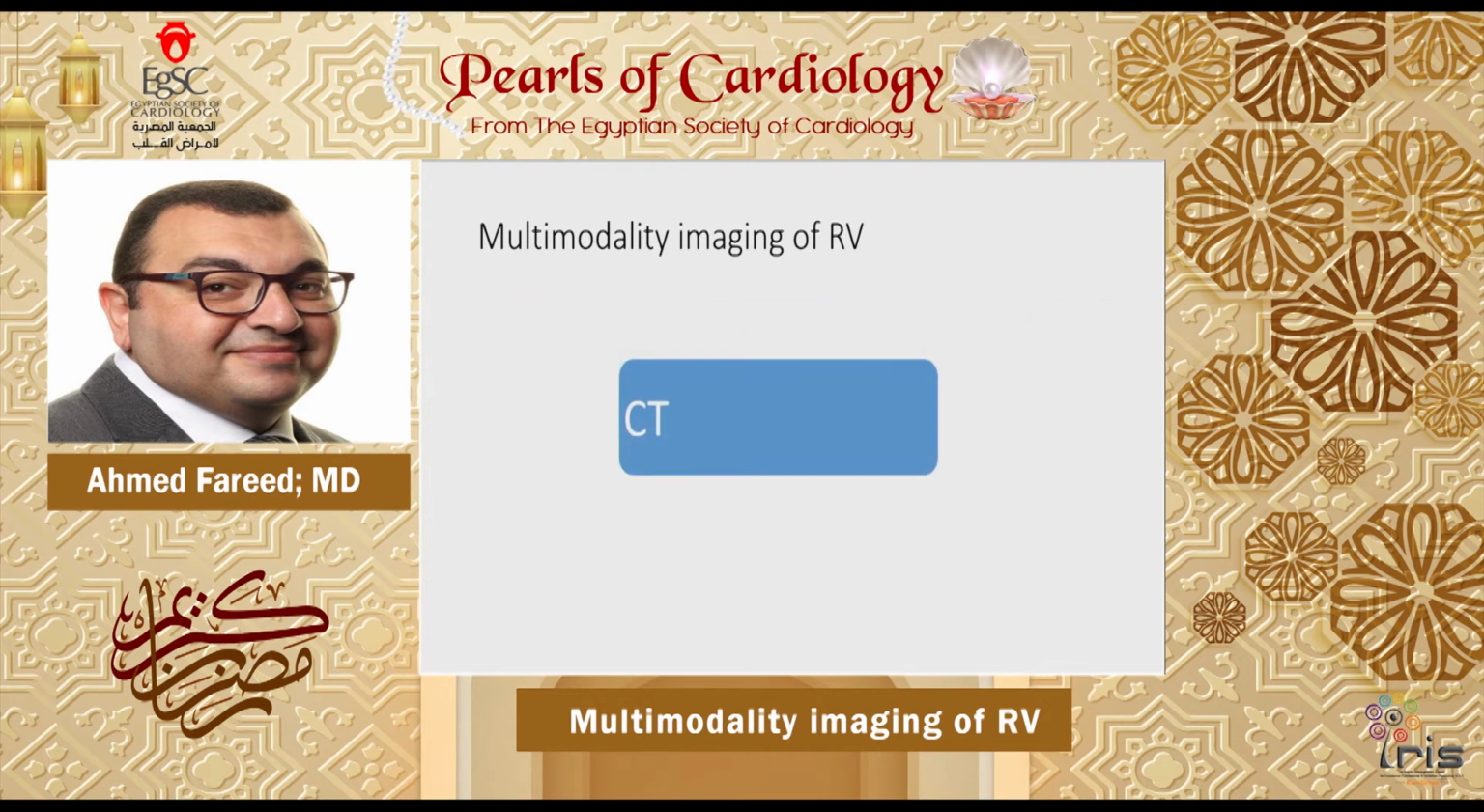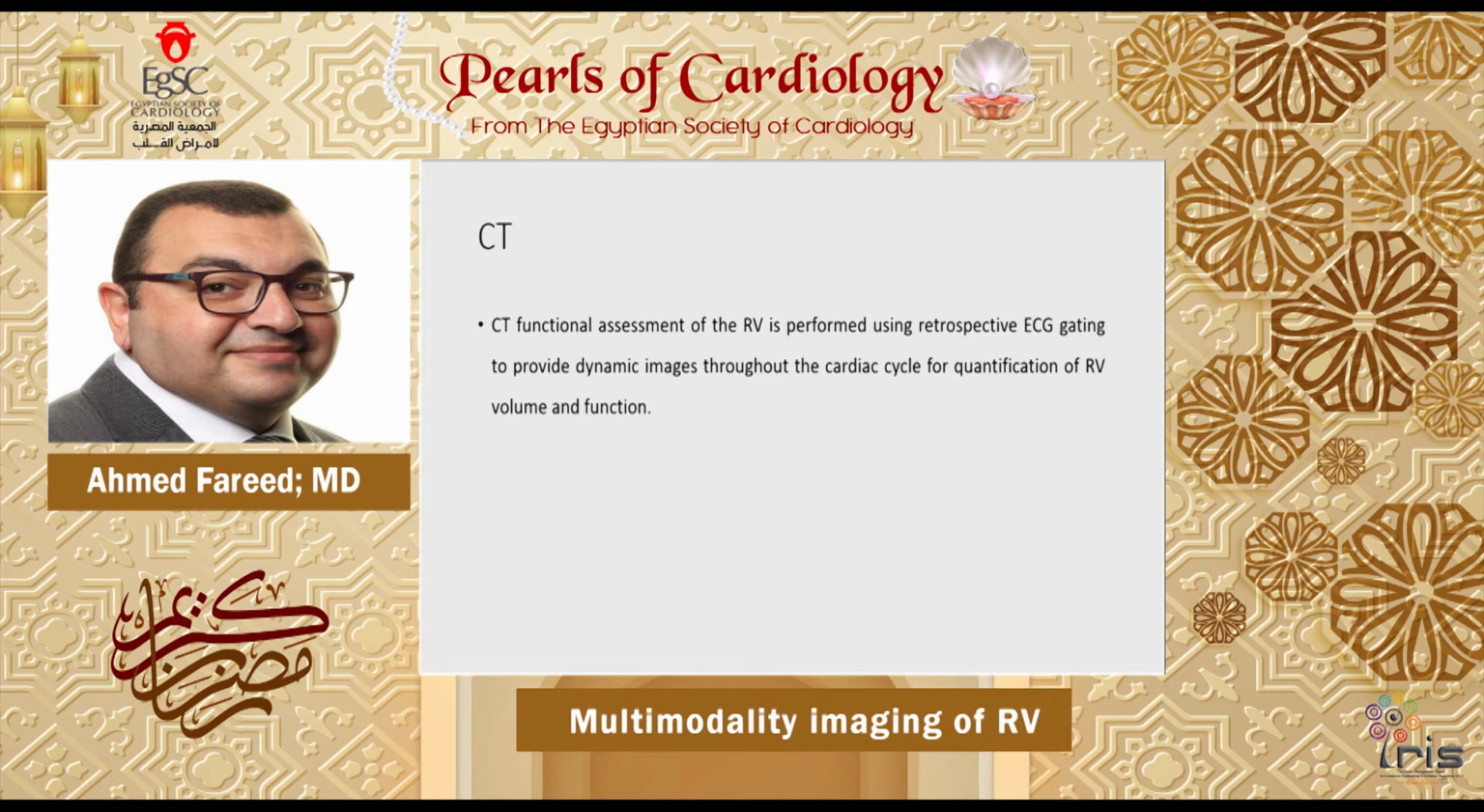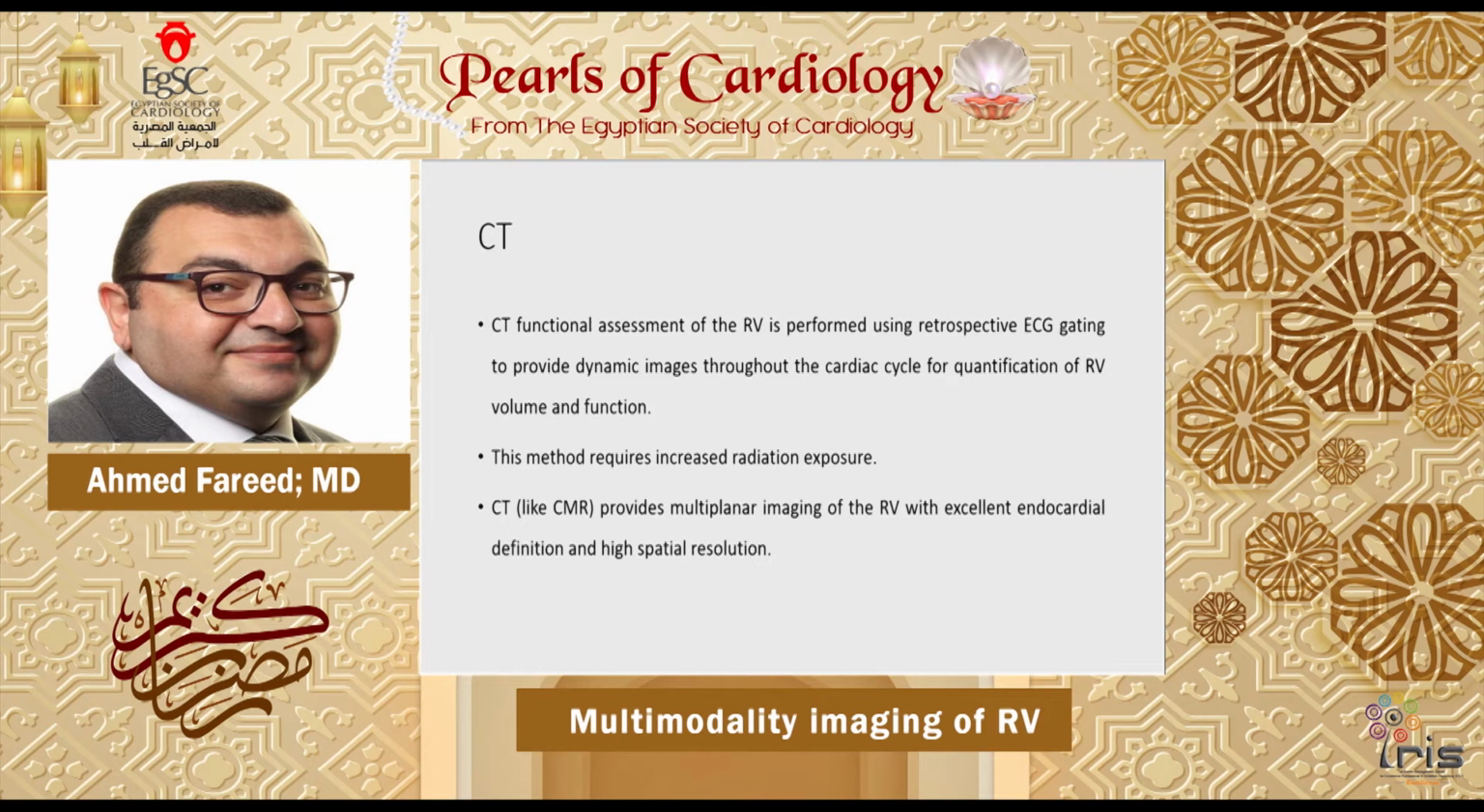Moving on to the CT as the second multimodality imaging of the right ventricle. The CT functional assessment of the right ventricle is performed using retrospective ECG gating to provide dynamic images throughout the cardiac cycle for quantification of right ventricle volumes and function. And this method requires increased radiation exposure because it's CT, and also it requires exposure to iodinated contrast. And CT, like CMR, provides multiplanar images of the right ventricle with excellent endocardial definition and high spatial resolution.